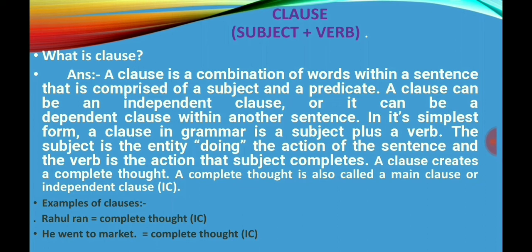Examples of clauses: Rahul ran. Complete thought. It is called an independent clause. He went to market. It gives a complete thought. That's why it is also called an independent clause or main clause.